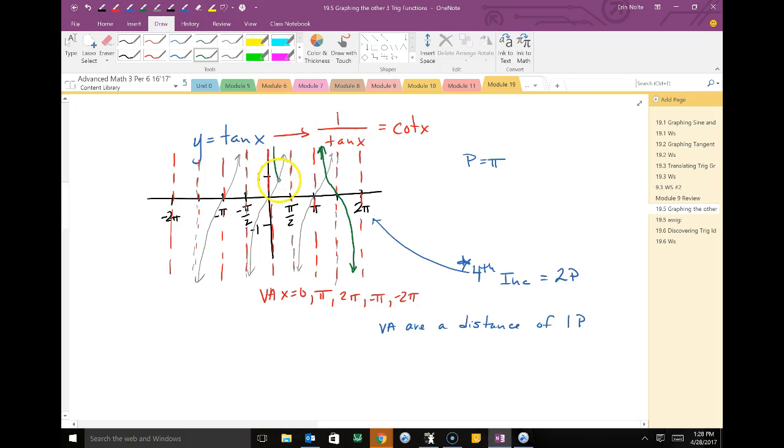Okay, so draw the green function. Make sure you're drawing the left arm up.